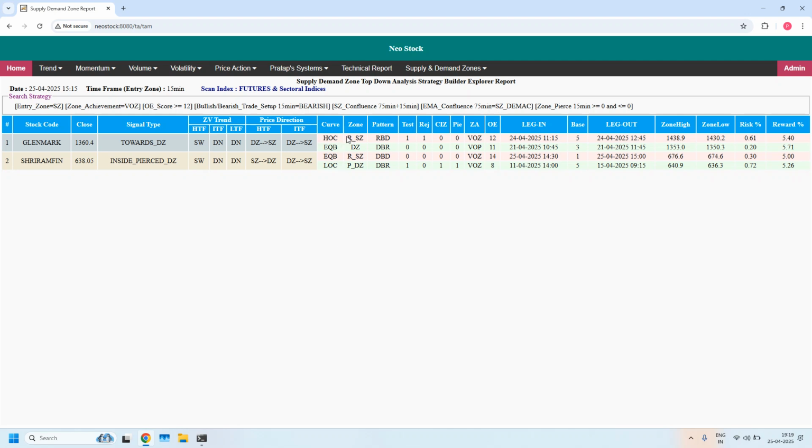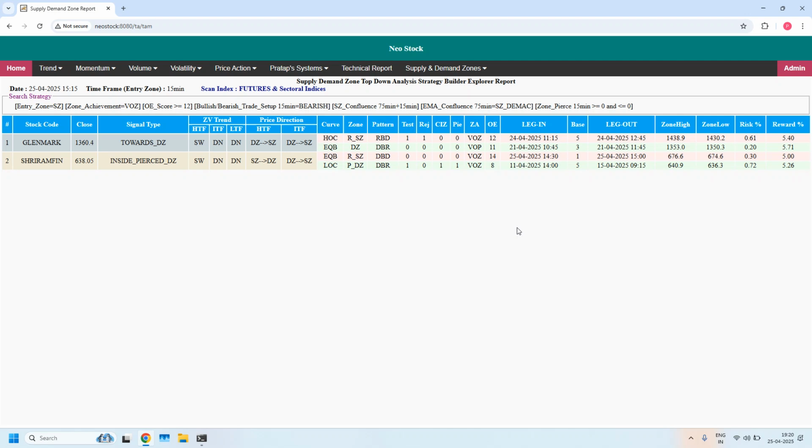So that way these two 15 minute supply zones are having more high probability to get success. That is the reason why the first stock is already tested. See, price is moving towards the demand zone.